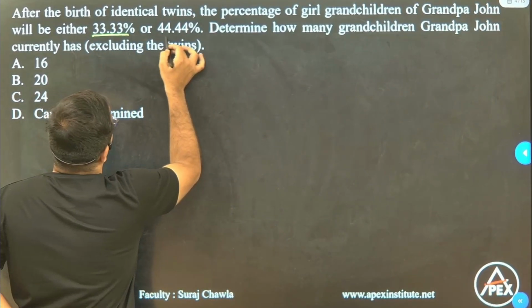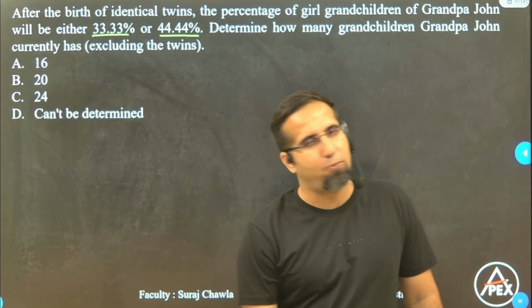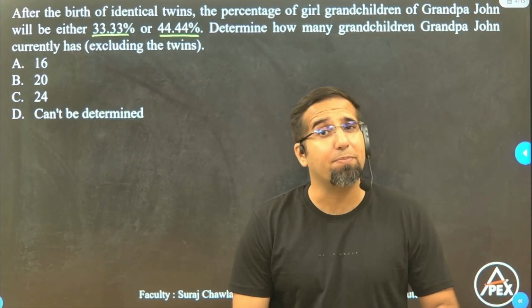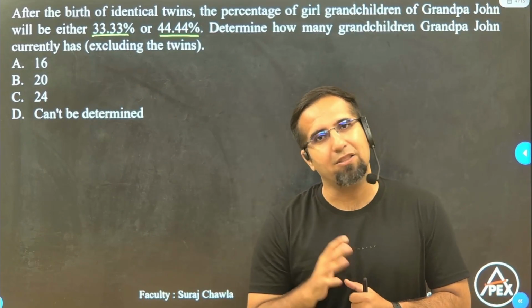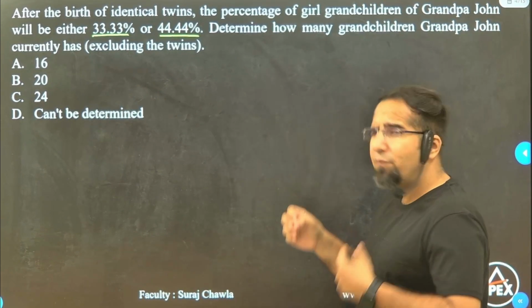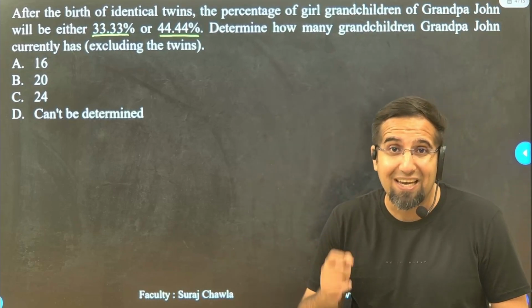Now these two values are very important. As I told you, fraction और percentage conversion हमको आना बहुत जरूरी है. So 33.33% का fraction कितना होता है यार? 33.33% का fraction होता है 1/3. ठीक है? 44.44% का fraction कितना होता है? 44.44% का fraction होता है 4/9.